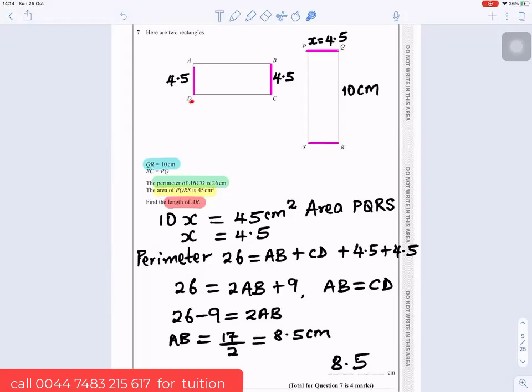Now we work with perimeter. Perimeter of ABDC is 26. Perimeter means you add all the distance around the object, all the sides. Since AB is the same as DC, we will write 26 is AB plus CD plus 4.5 plus 4.5. 4.5 plus 4.5 gives you 9. AB is the same as CD, so we can write it as 2AB. So 26 is equal to 2AB plus 9. Now, 26 minus 9 is equal to 2AB. 26 minus 9 is 17. Half of 17 is 8.5. So AB is 8.5.